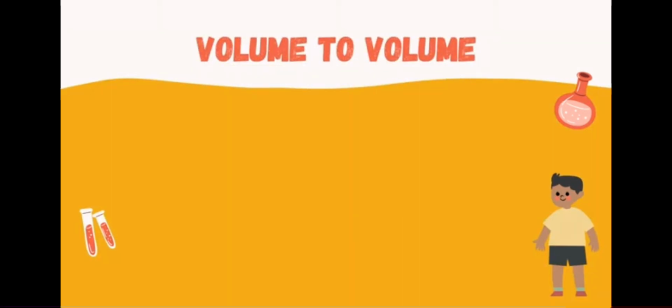Volume to volume. Among the other types of gas stoichiometry problems, this is the easiest type since, according to the law of combining gas volumes, gases combine at the same temperature and pressure in simple whole number ratios of volumes. This means you can use the coefficients in a balanced equation to form a volume-to-volume relationship.